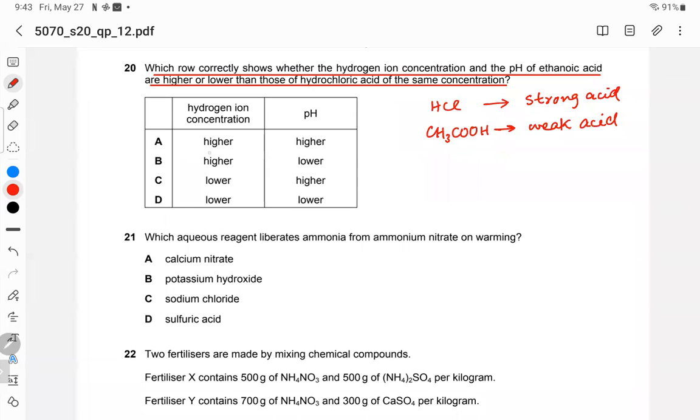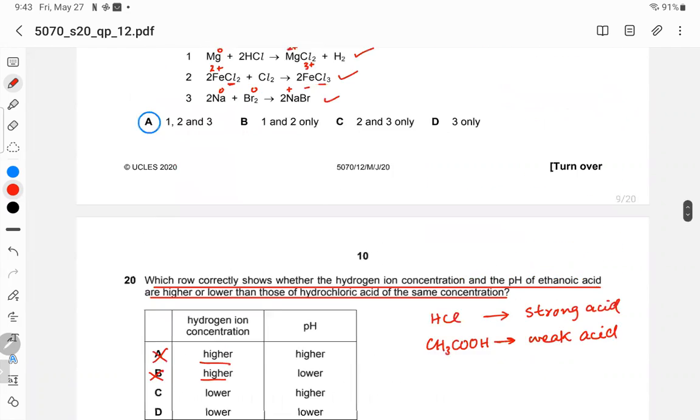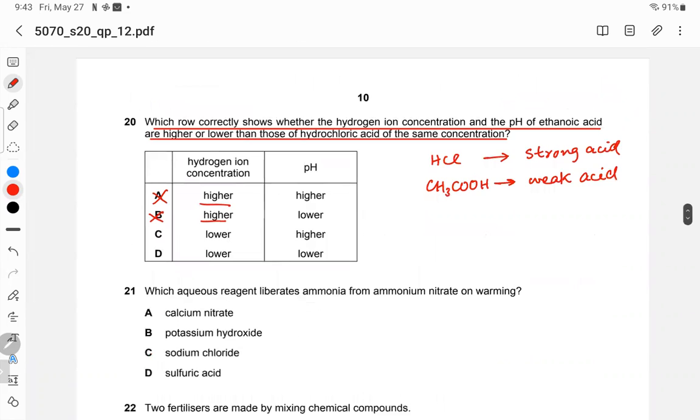So it means I will mark A and B wrong because ethanoic acid has a lower concentration of hydrogen ions. ये बात clear है? जी सर. Okay. Now we are left with C and D. So who has a higher pH? HCl or ethanoic acid? Ethanoic acid. Yes, ethanoic acid's pH is higher because it's a weak acid, and HCl's pH is lower because it's a strong acid. So here D goes wrong and my correct answer is C. ठीक है वरीजा, यहाँ तक clear है?